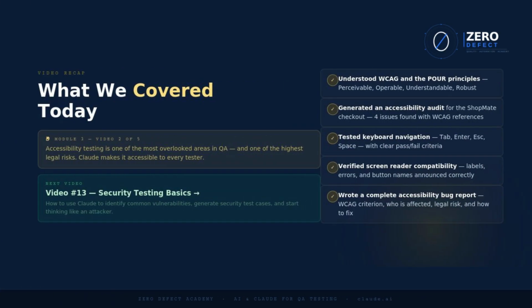Let's wrap up. This is video 2 of 5 in Module 3. Today you learned WCAG and the 4 POWER principles that underpin every accessibility requirement. You saw how Claude audits a feature and maps every issue to a specific WCAG criterion. You have keyboard and screen reader test scenarios you can run yourself right now, no special tools required. And you have a bug report template that gets accessibility issues taken seriously.